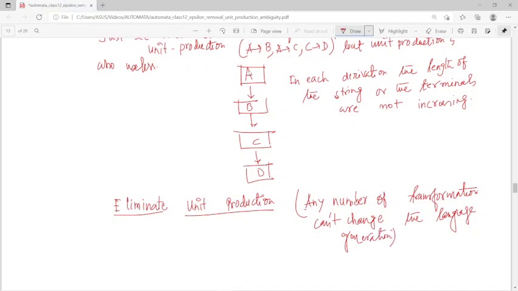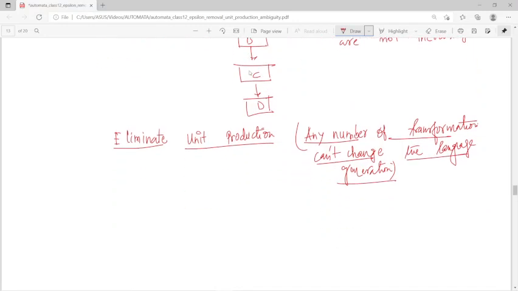Any number of transformations cannot change the language generated. So in that particular case, say the grammar is like that: S to A, A to B, B to b, A to a, and B to bc. First you have to remove the unit productions, right?